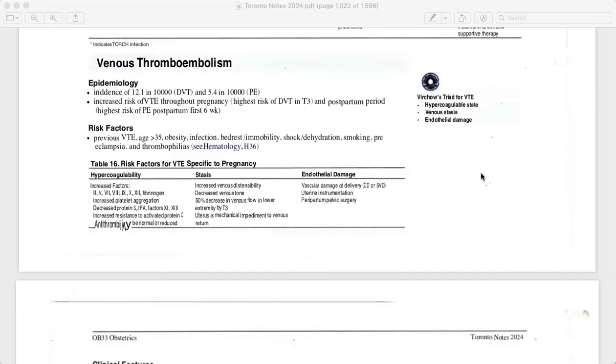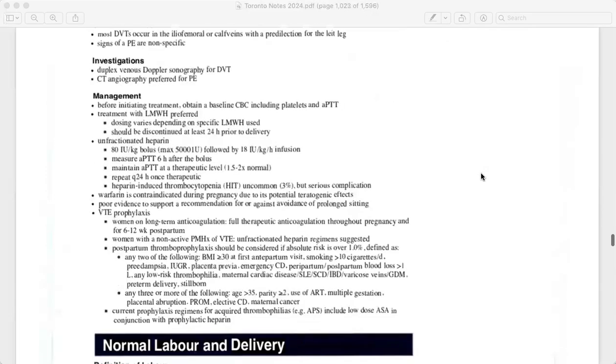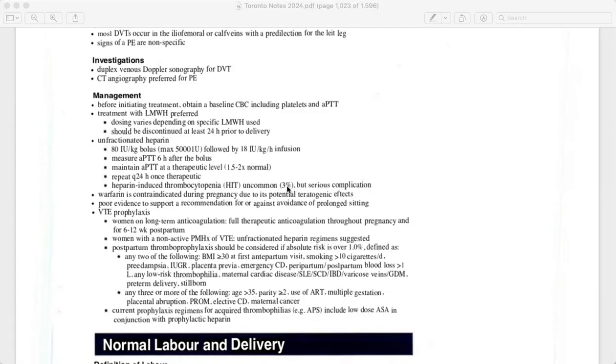Coming to venous thromboembolism, treatment is basically low molecular weight heparin. That's kind of safe. Heparin is safer than warfarin. So before initiating, do the CBC. Treatment with low molecular weight heparin must be discontinued prior to delivery. How early? 24 hours prior to delivery.